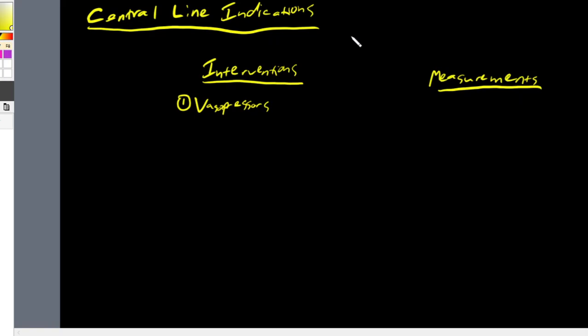However, for the purposes of this video, the current recommendation is if you are thinking of administering vasopressors, it's better to do that through a central line. The second indication in our intervention category is total parenteral nutrition, so TPN. The TPN solution is hyperosmolar to the blood, so there's a greater chance that phlebitis can occur if you give it through a peripheral line. That's why we give this through a central line.